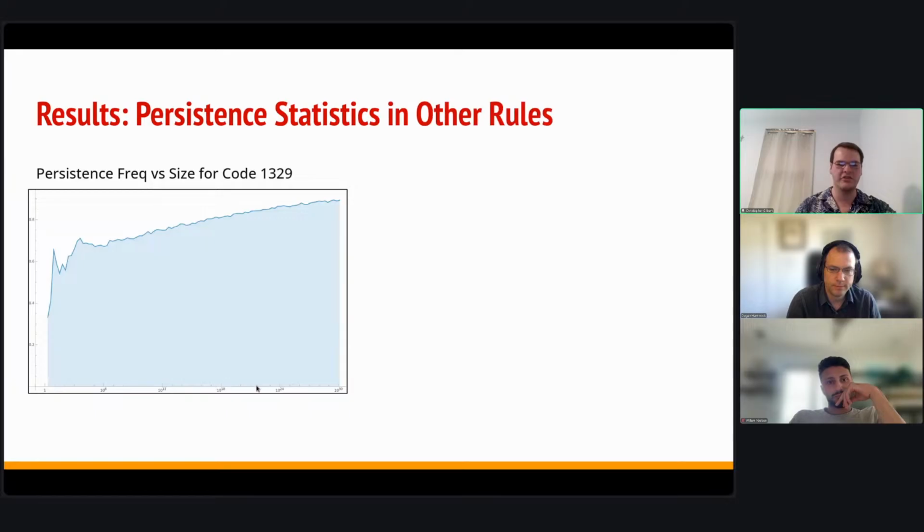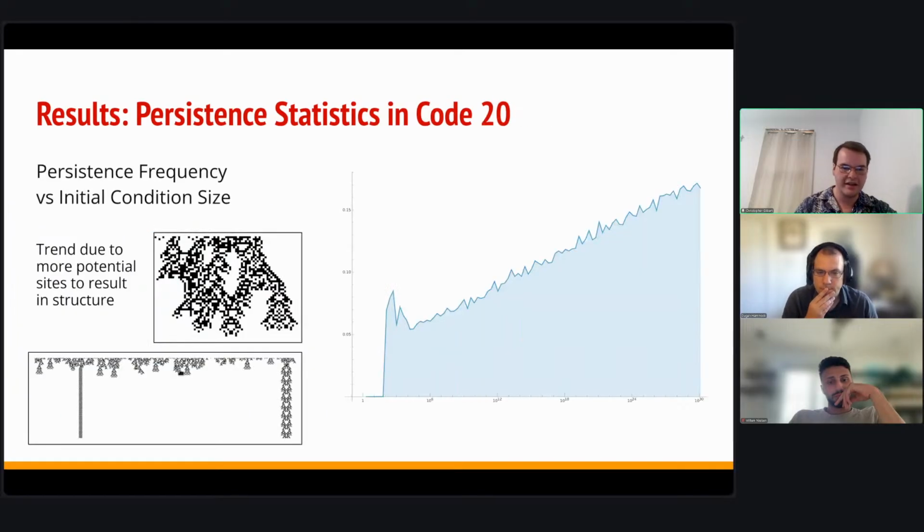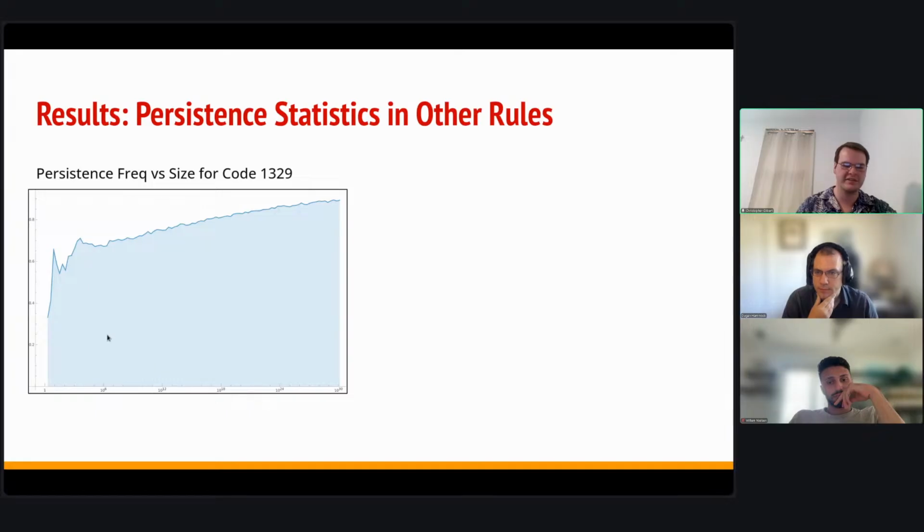And in fact, this is corroborated in other rules. So code 1329 is much more productive. You see this is at like 10 or 15% persistence chance, while this is up near 80%. And it even begins tapering off towards 100% towards the right. But even so, the same pattern emerges, and it just increases up and up.